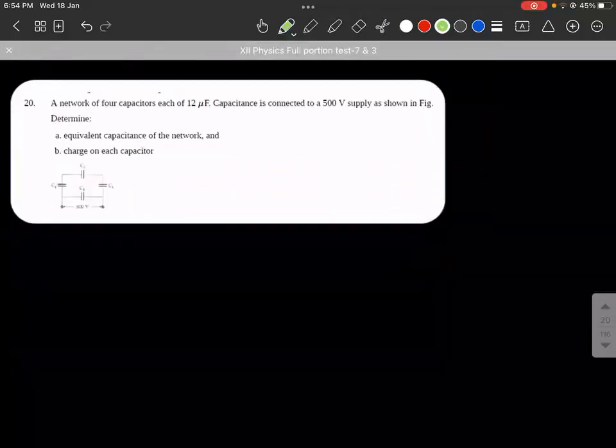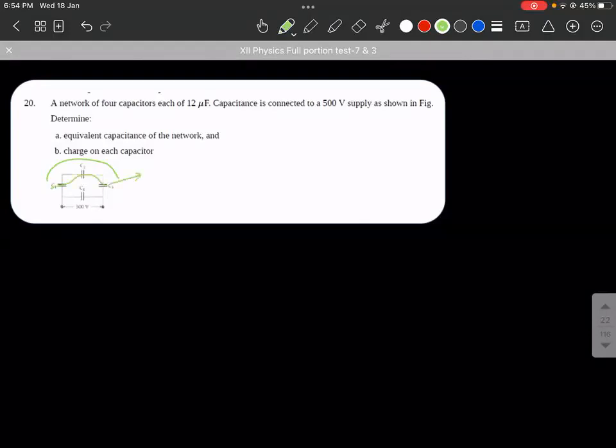Right? So network of 4 capacitors, each of 12 microfarad capacitance, is connected to a 500 volt supply as shown in the figure. What is the equivalent capacitance of the network? These three are in series. So when three are in series, these three will get cancelled and the answer will be 4. Right? 12 by 3 is 4. This 4 and this 12 are in parallel, so it becomes 16. So equivalent capacitance of the network is 16 microfarad.